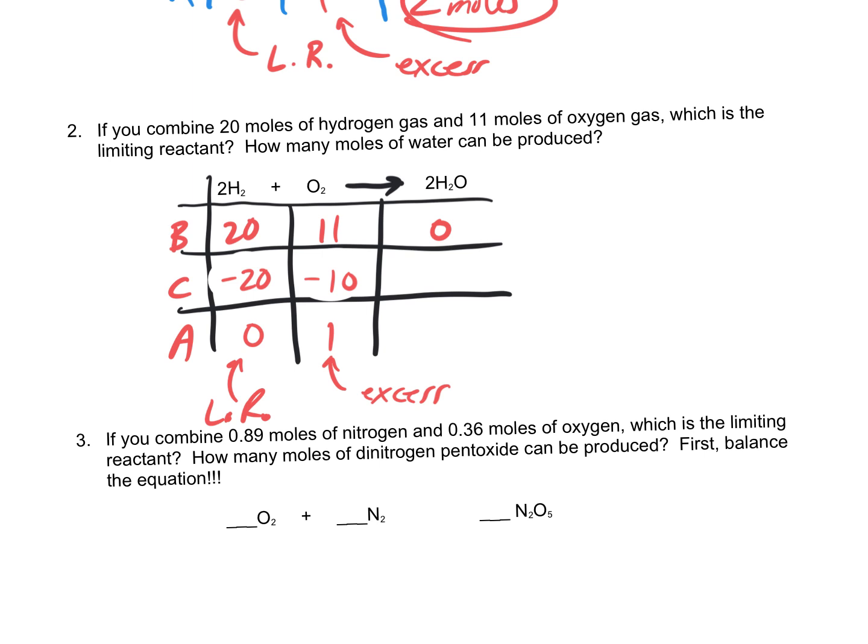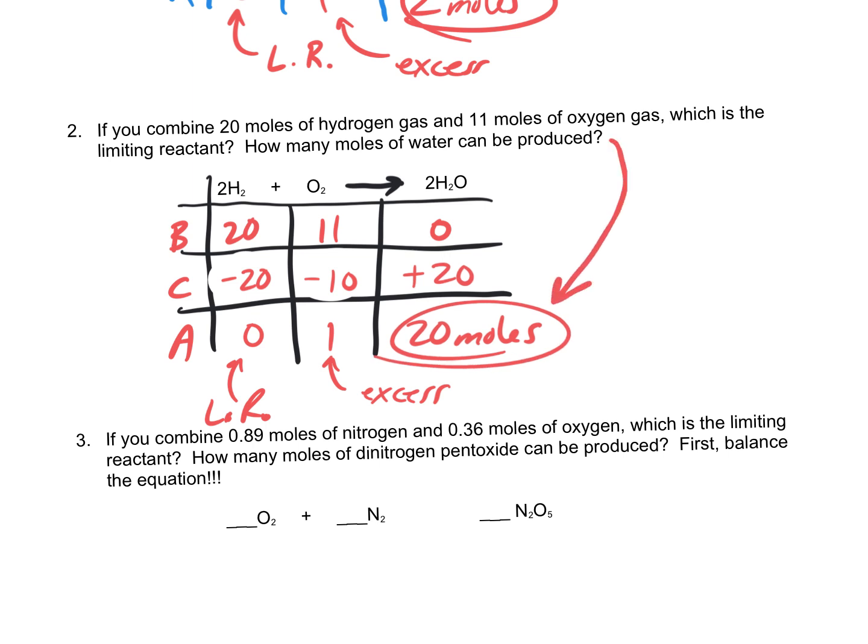So how much water can I make? Well, for every 2 hydrogens I use, I can make 2 waters. So I made 20 moles of water, and that's my answer. That's the answer to that question. The limiting reactant is hydrogen. Okay, let's try another one.